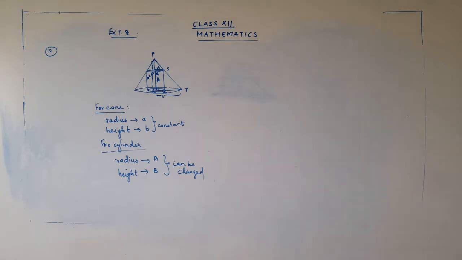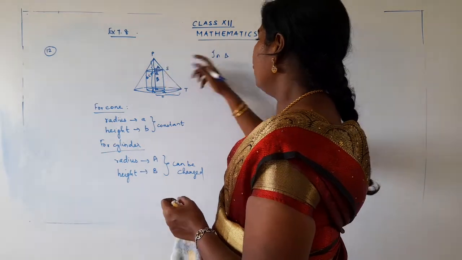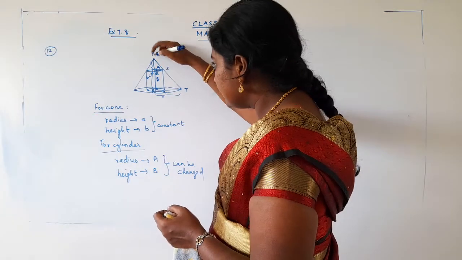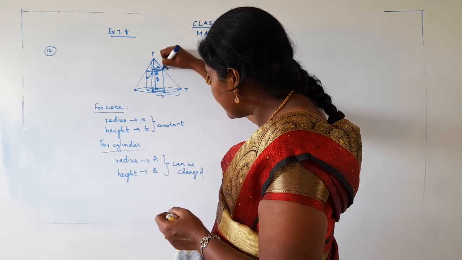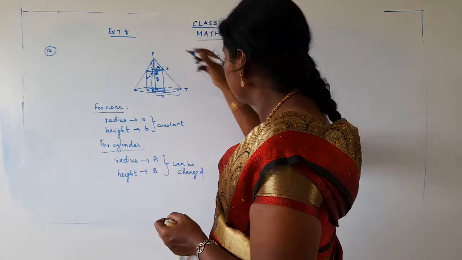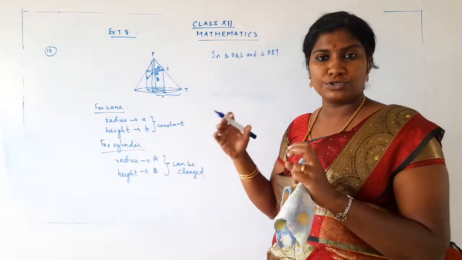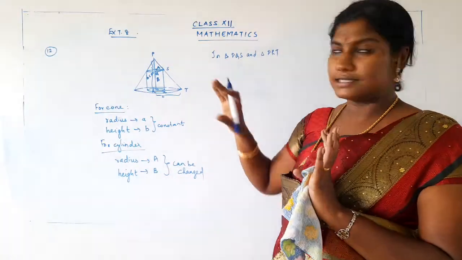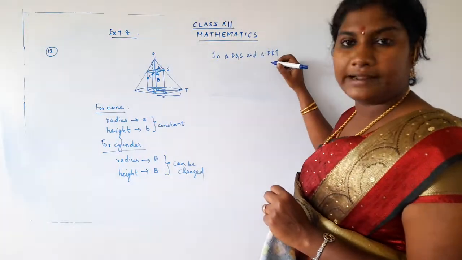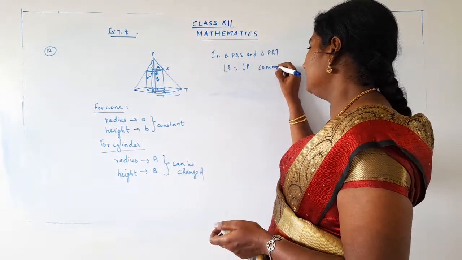Write down here: in triangle PQS and triangle PRT. I have taken these two triangles and I am going to show that these two triangles are similar. So now just see here, P is common to both the triangles. So I put here angle P is equal to angle P, this is a common angle.